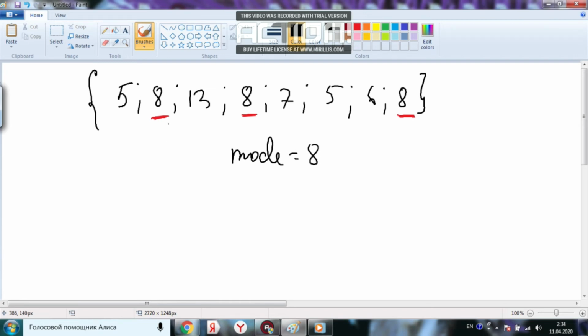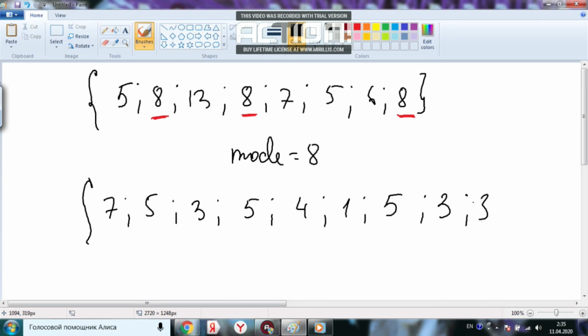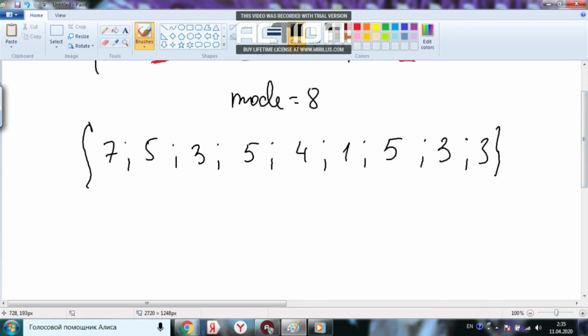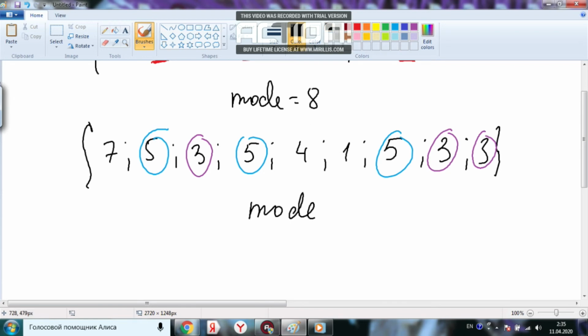But sometimes we have situations where, in a set of numbers, more than one number is repeated exactly the same number of times. For example, 7, 5, 3, 5, 4, 1, 5, 3, and 3. As you see in this set of numbers, number 5 is repeated 3 times, and number 3 is also repeated 3 times. So it means that in this set of numbers there is no mode.